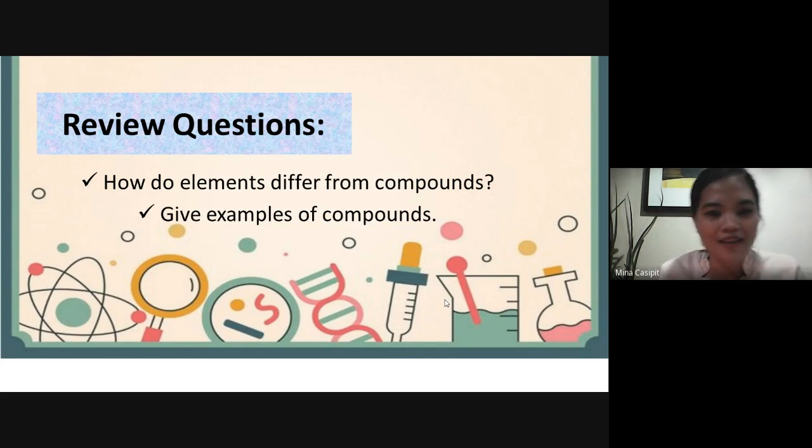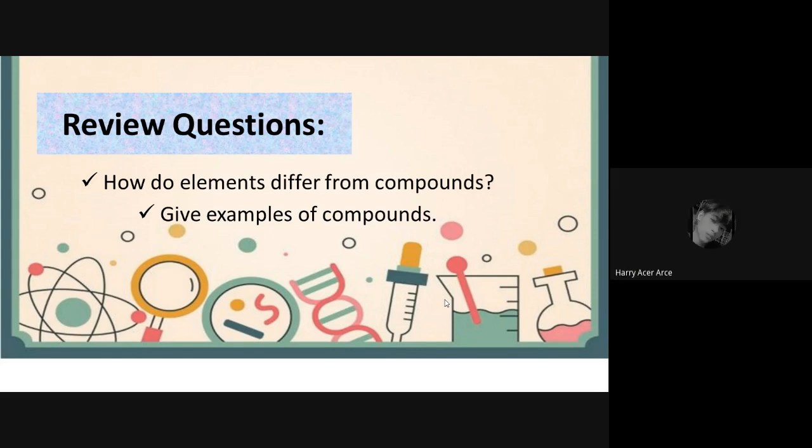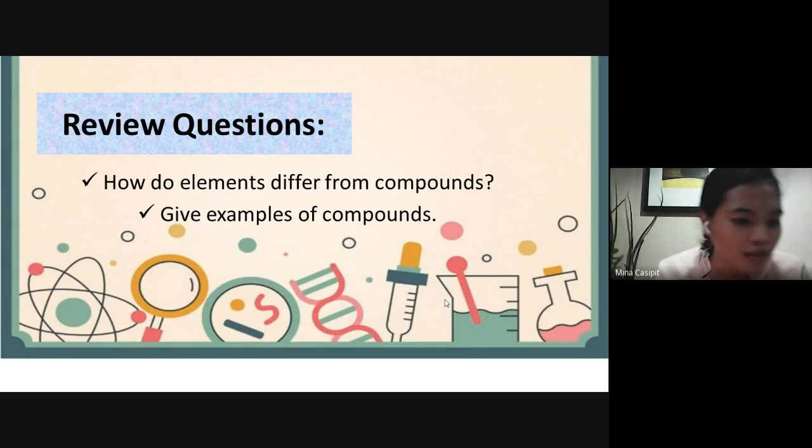Okay, Harry again. Ma'am, yung elements po are pure substance which are composed of only one type of atom po. Tapos po yung compounds are substance which are formed by two or more different types of elements po. Okay, very good. Any idea from this class? Other ideas pa po? Aside from what Harry said? How about Fatima? Do you have any idea?